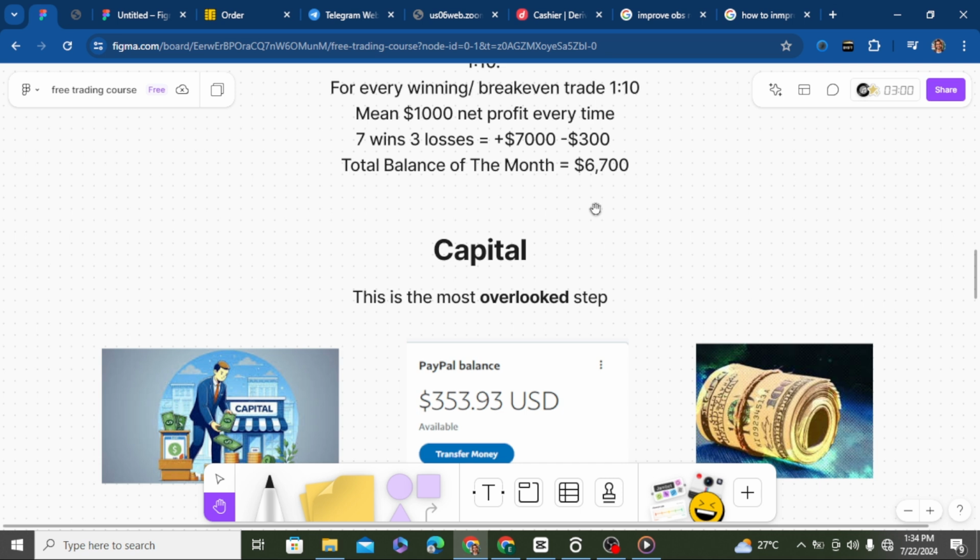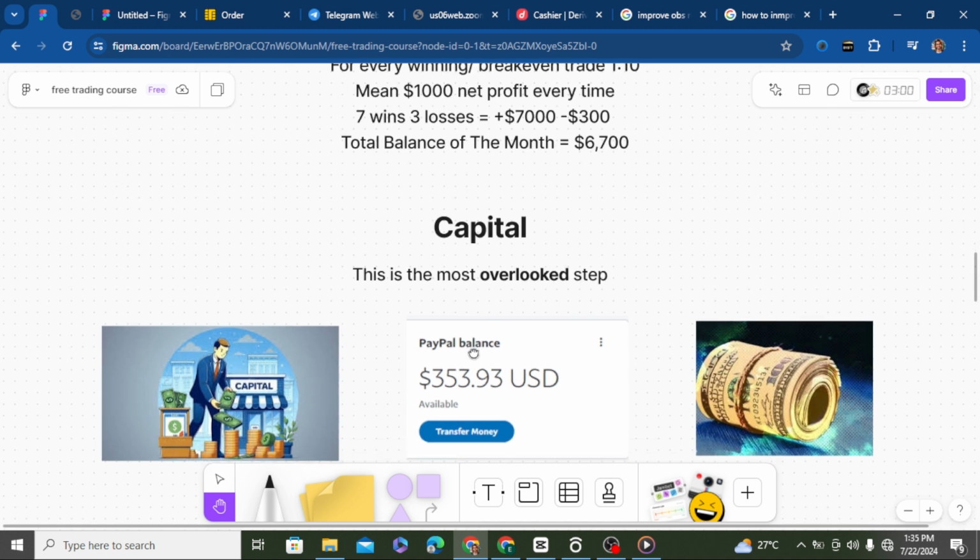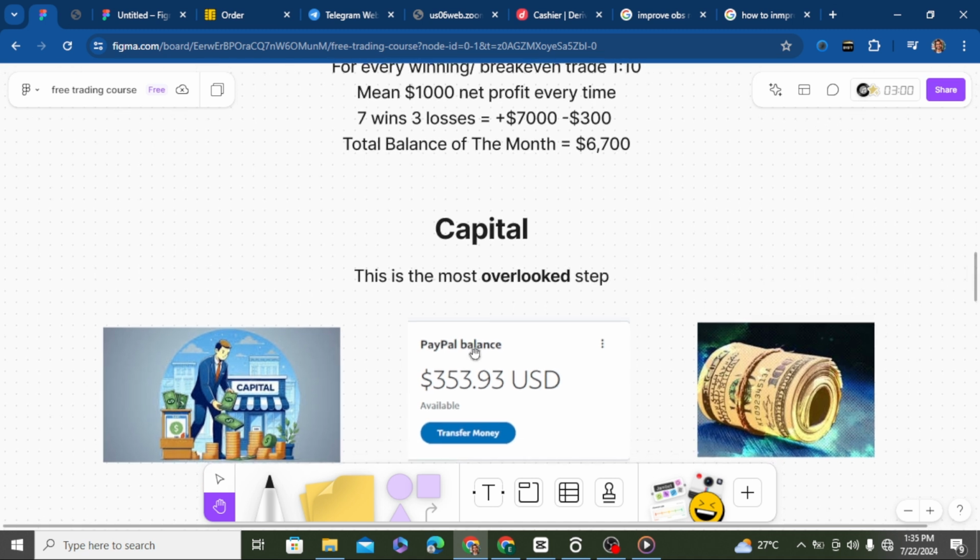And it's even better if you have a job, meaning you are living by the money you get from your job, but you just set out a particular amount of money that you want to use to trade. You should have money aside for trading, because this cannot work if you don't have money for trading.